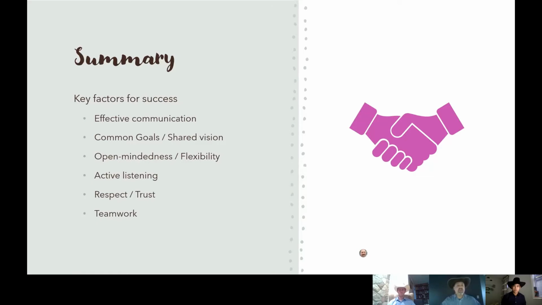So what I summarized here is the key factors for success, looking through all those reports. And what I saw was effective communication was really the number one key factor for success. They all had common goals, and shared vision was another really important factor. Some other factors that came out were that the people liked open-mindedness, flexibility, active listening, respect, trust, and teamwork.